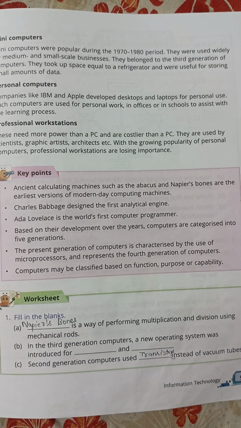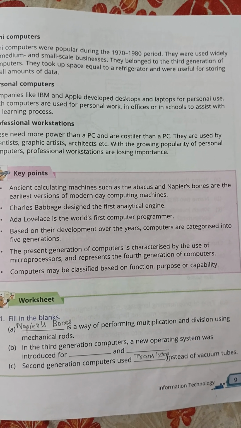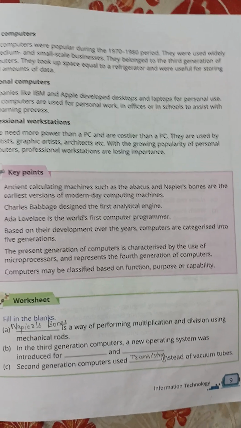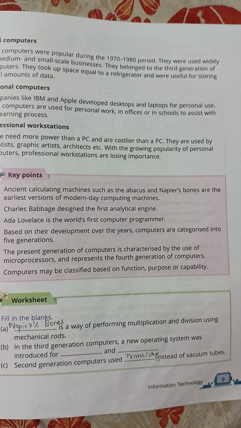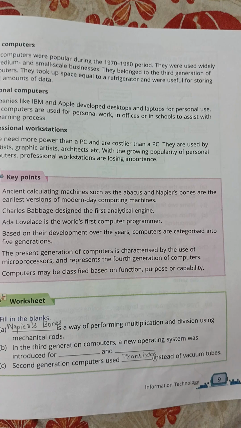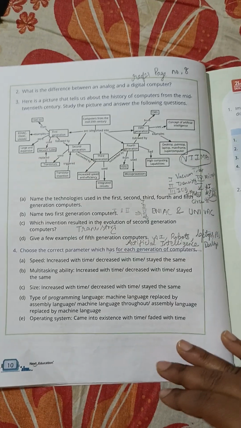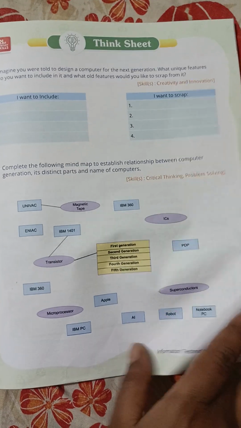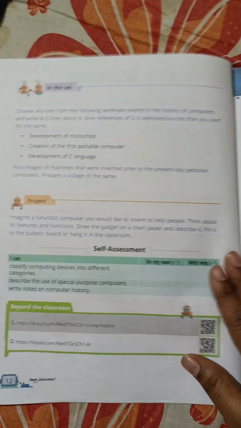Napier bones is the way for performing multiplication and division using mechanical rods, and the second one is IBM Z series and HP. And then second generation computers are used, that is, transistors were used during those days. The vacuum tubes were being replaced by transistors. This is an activity done, and this is the practical lab and the project.